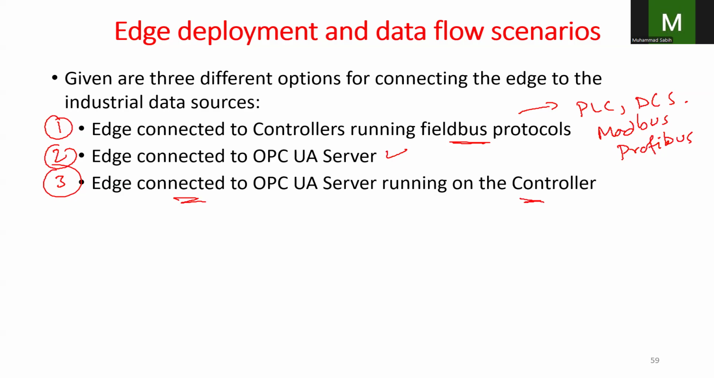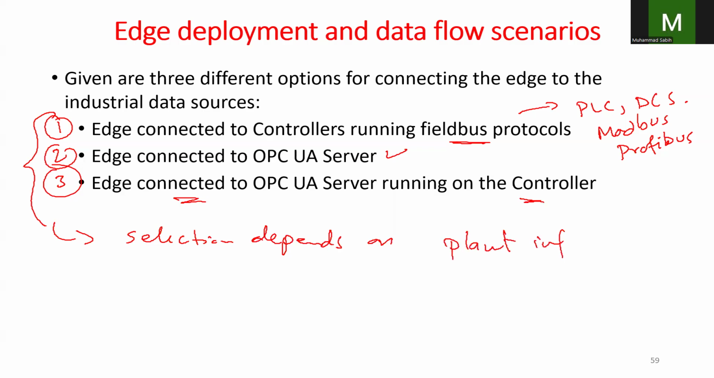So these deployment options depend on the plant infrastructure. Which one are we going to select? The selection depends on the plant infrastructure and communication protocols.